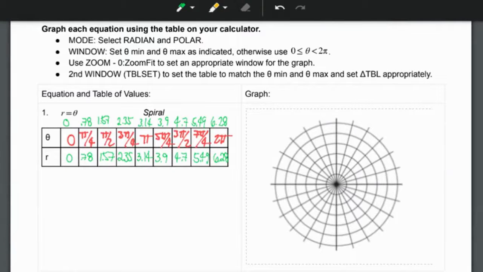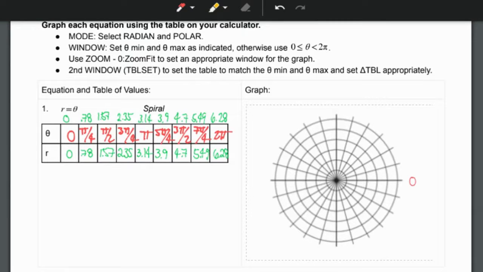All right, so as you can see, I've copied in my table of values. All of my theta values I have as exact, and all my r values I have as decimal approximations. So if these were x and y, and they were both equal to each other, that would form a straight line. Well, obviously in polar coordinates, that doesn't work that way, so this is going to end up as our spiral shape.